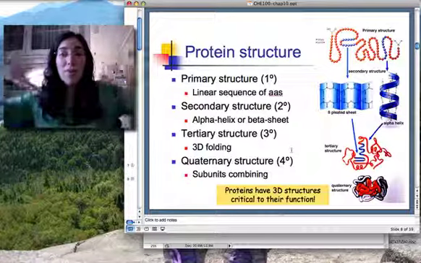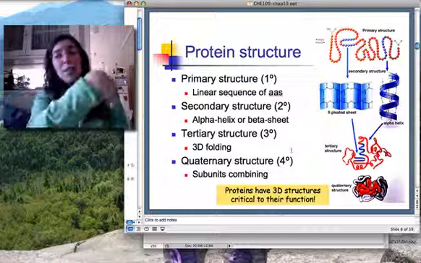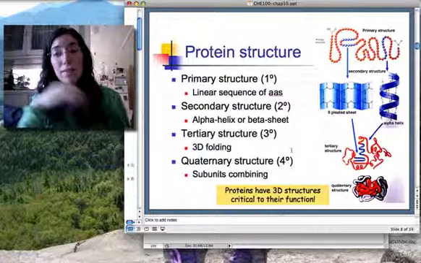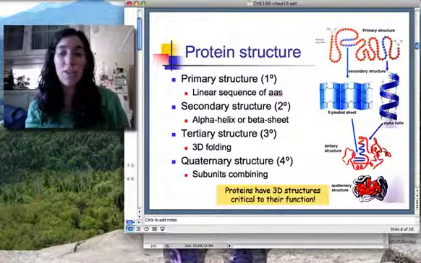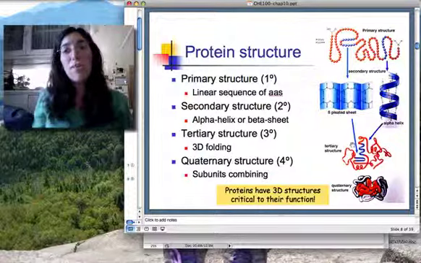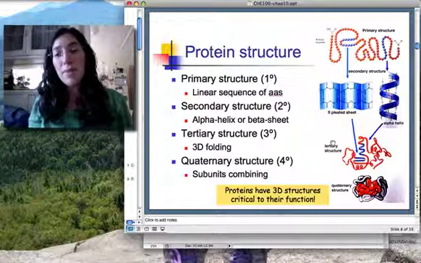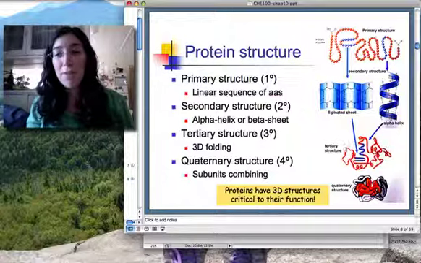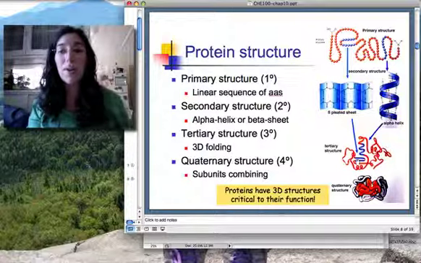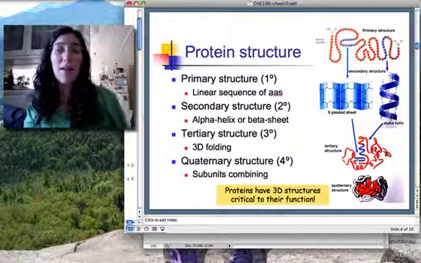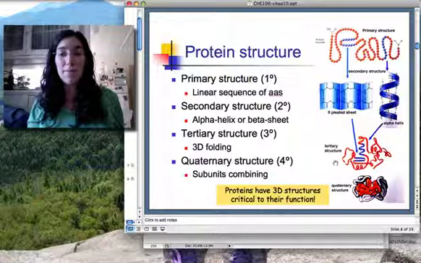And then you can take all those beta pleated sheets and alpha helices and fold them into some kind of three-dimensional knot. That's called the tertiary structure, the third level, also known as the three-dimensional structure of the protein. Some proteins stop there. They fold up into their three-dimensional structure and they're done and ready to go. A lot of proteins are a little more complicated than that. They have multiple subunits.